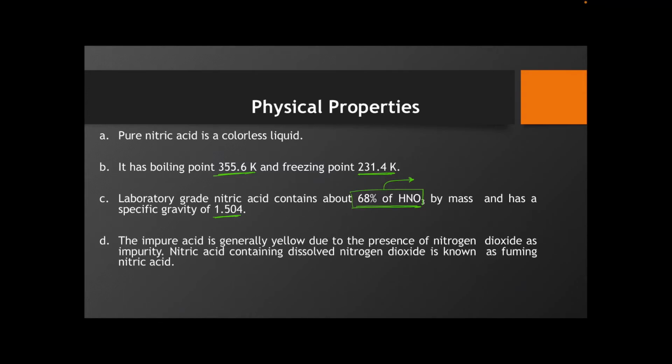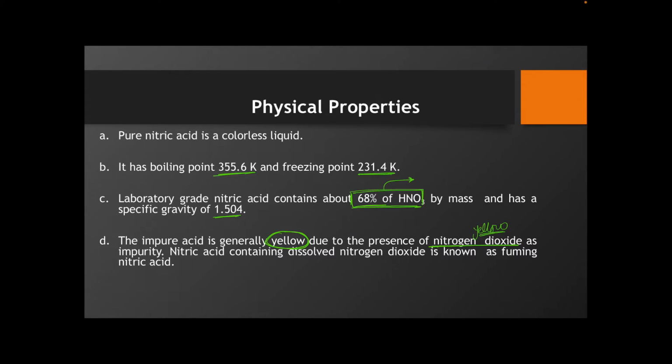Point number D, very important one. Once again, impure acid is generally yellow in color due to the presence of, you remember, nitrogen dioxide gas, which is passed through water, right? So the gas totally does not get converted, only 68% of it gets converted. So nitrogen dioxide is present, and nitrogen dioxide is a yellow color gas, which makes the solution of nitric acid yellow in color.